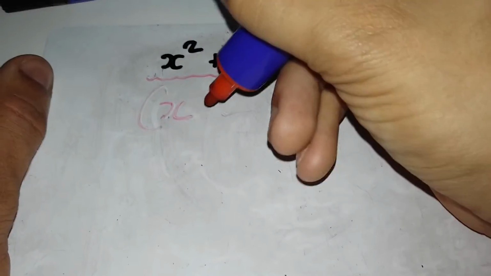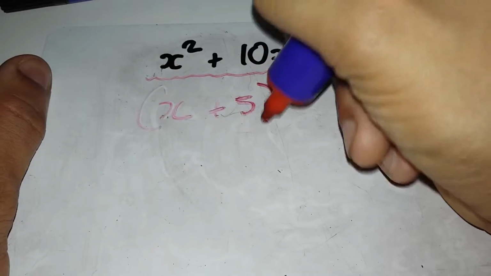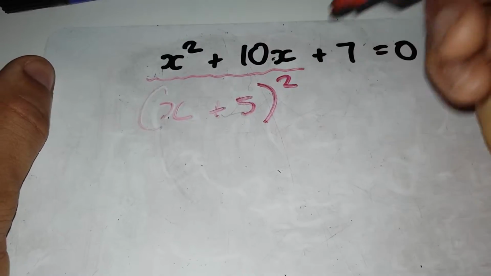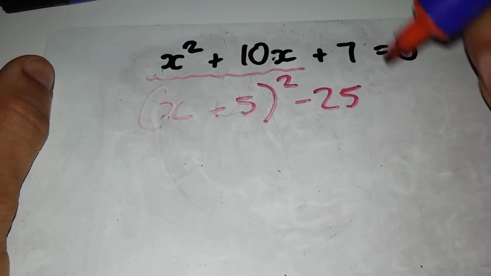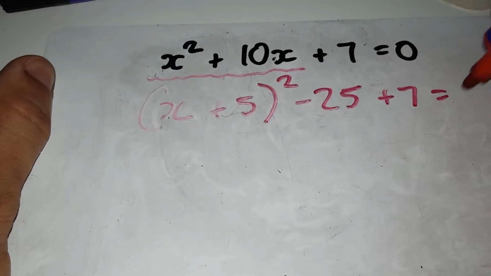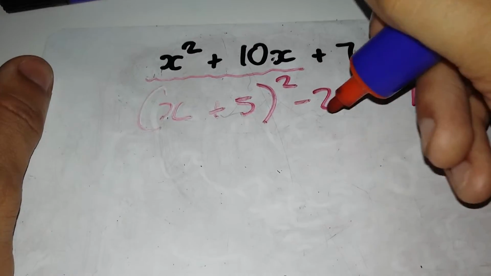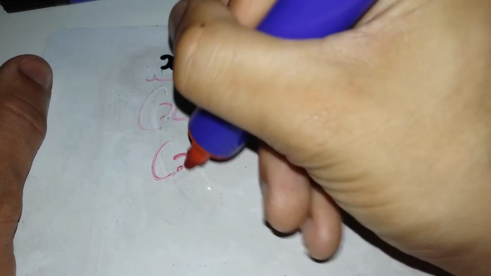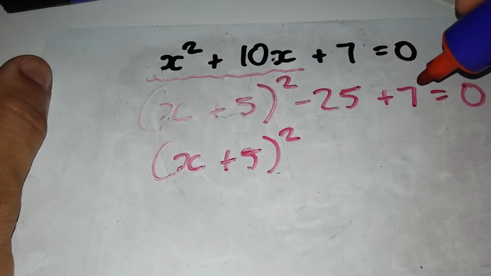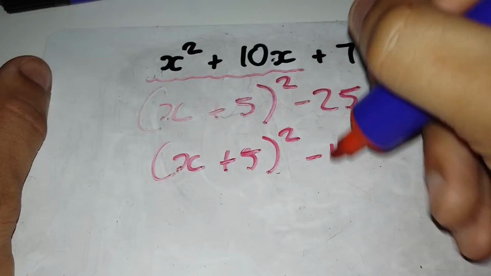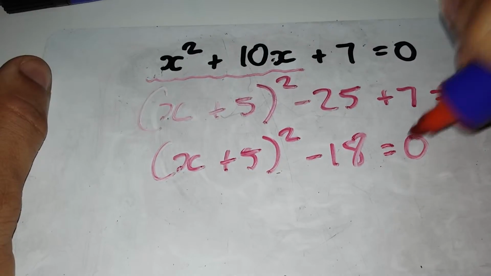x plus half of the coefficient, which is 5, goes in your bracket, squared, minus the square of 5, which is 25, and also don't forget our plus 7 equals 0. Okay, let's just simplify this. So we've got x plus 5 squared, minus 25 plus 7 is minus 18 equals 0.